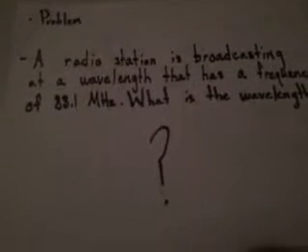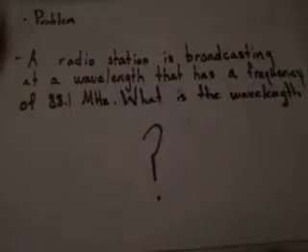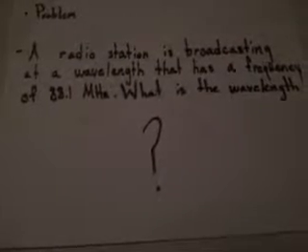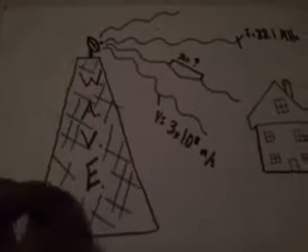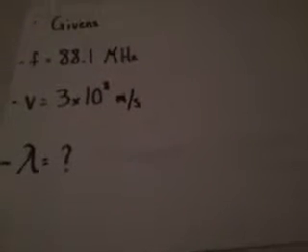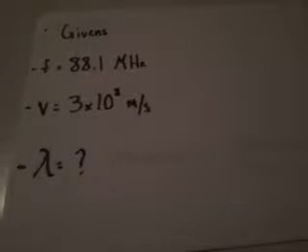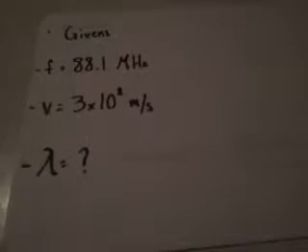Problem. A radio station is broadcasting at a wavelength that has a frequency of 88.1 megahertz. What is the wavelength? So, as you can see here, we have our radio station, and its wave speed is 3 times 10 to the 8th meters per second. Its wavelength is unknown, and the frequency is 88.1 megahertz. Givens. So, frequency is 88.1 megahertz. Wave speed is 3 times 10 to the 8th meters per second, and wavelength is unknown.